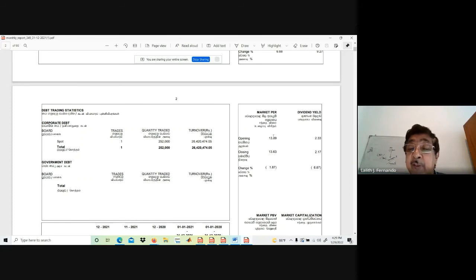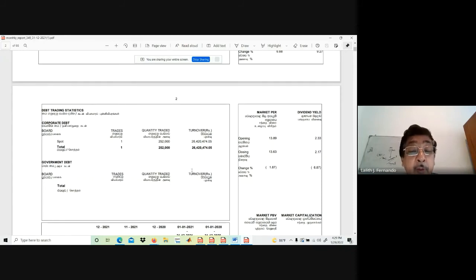Price earning ratio. This is the price earning ratio. Now just look at it. But here debt trading statistics are also given. Now you can see the weak nature of those transactions. The corporate debts are not transacted so much. Only one trade has happened: 252,000 debentures traded in one packet. The turnover is only 26 million something.